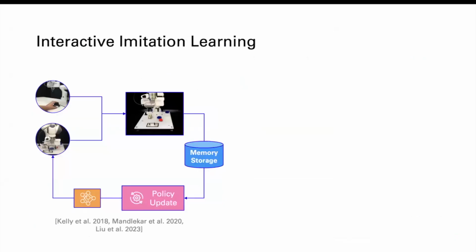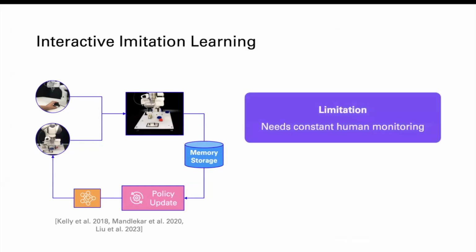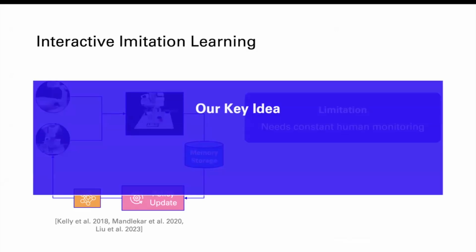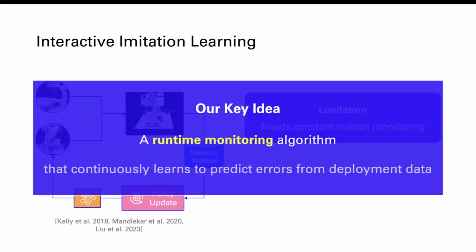To ensure safe and reliable deployment, interactive imitation learning employs the human to supervise the robot deployment and provide help when the robot makes a mistake. While promising, existing methods often require constant human supervision, incurring high human workload. Our key idea is to develop a runtime monitoring algorithm that continuously learns to predict errors from deployment data.